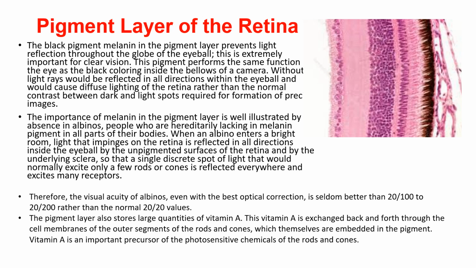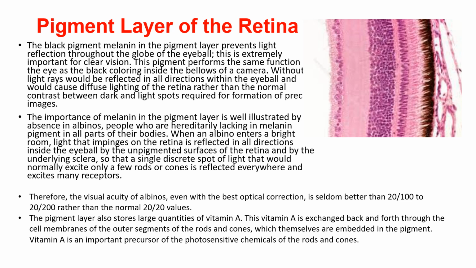Pigment layer of the retina. The black pigment melanin in the pigment layer prevents light reflection throughout the globe of the eyeball. This is extremely important for clear vision. This pigment performs the same function in the eye as the black coloring inside the bellows of a camera. Without it, light rays would be reflected in all directions within the eyeball and would cause diffuse lighting of the retina rather than the normal contrast between dark and light spots required for formation of precise images.